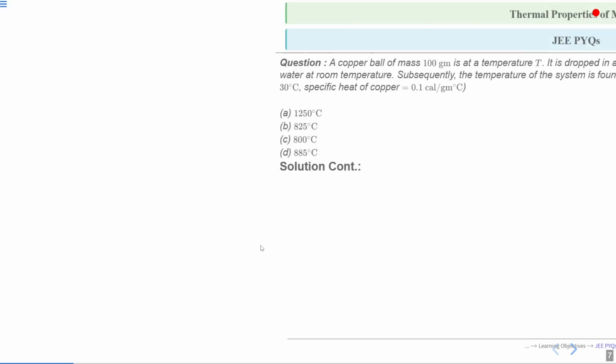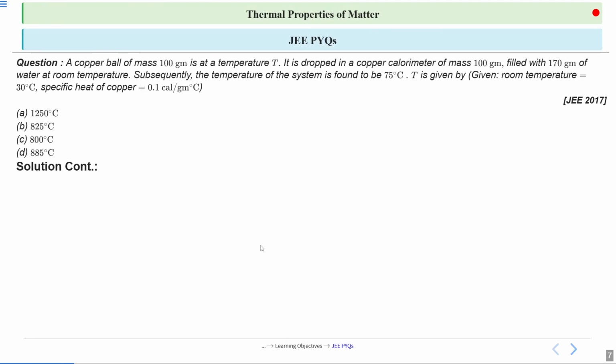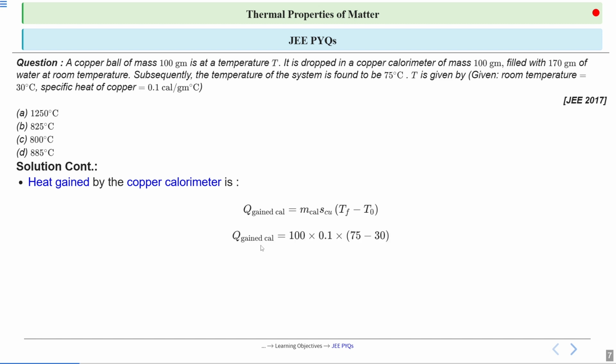Now similarly, we will calculate the heat gained by the copper calorimeter. Q is equal to M S Tf minus T naught. So put the values. So the heat gained by the copper calorimeter is equal to 100 into 0.1 into 75 minus 30. So just multiplying, you will get 450 calorie.